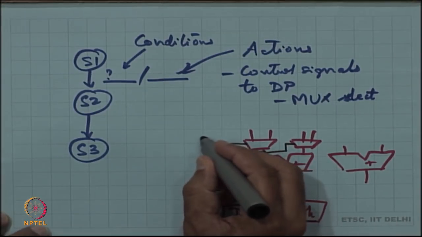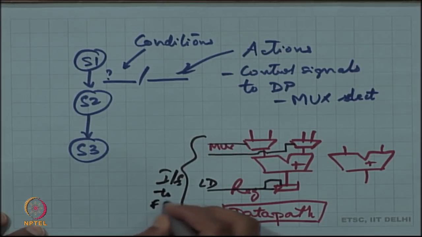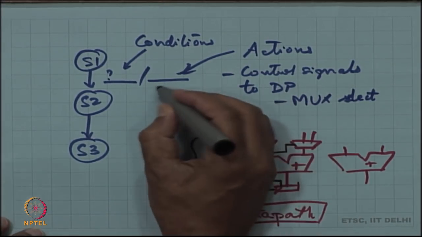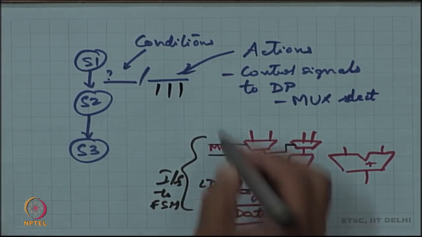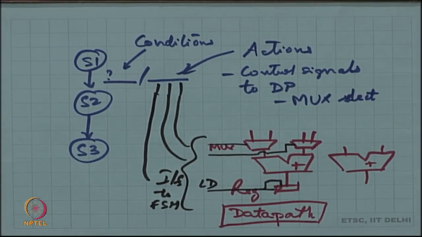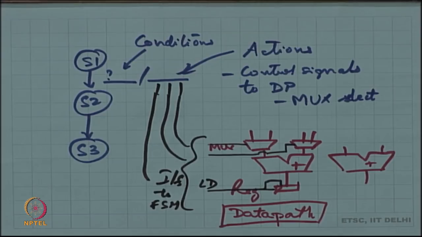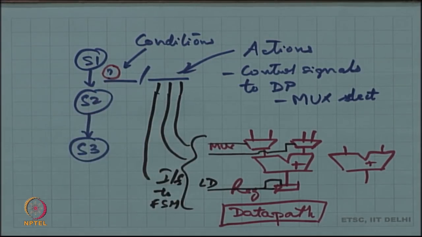This forms the interface between the data path and the FSM, and clearly these are the signals that can be produced as the actions of the FSM. So, that part is clear, what the actions are and what they translate to. They translate to control signals of the data path. Fine, that still leaves us with the condition. Any guesses? What should we have in the condition?